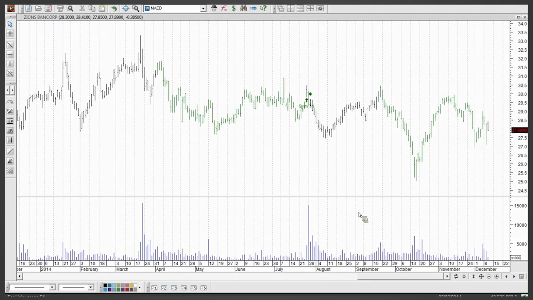Okay, so here we actually have multiple symmetrical triangle patterns, and we have a really good confirmation signal on Zions Bank. Now let's go ahead and take our trend lines and draw them here to the end of the pattern.